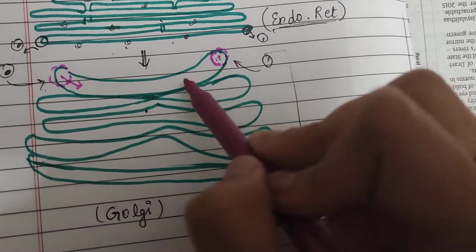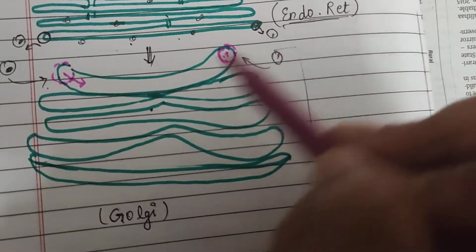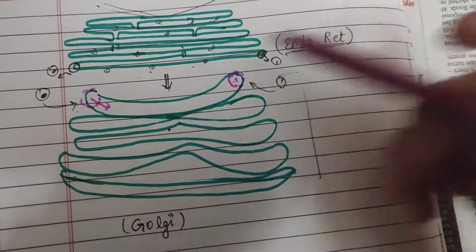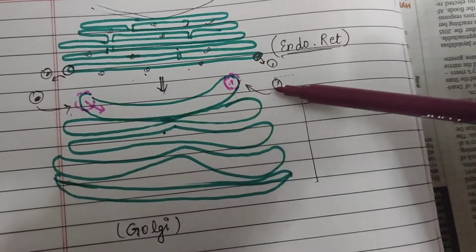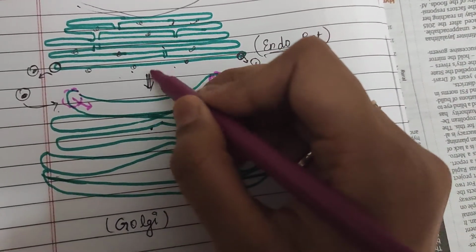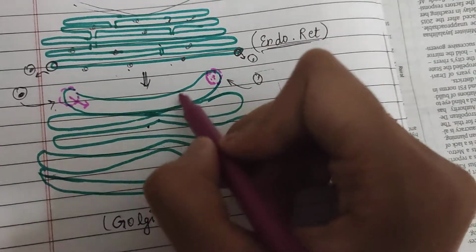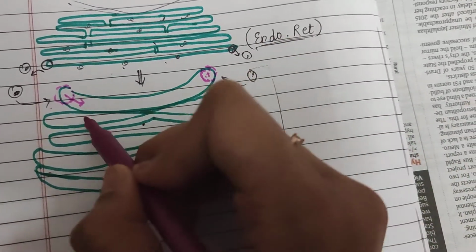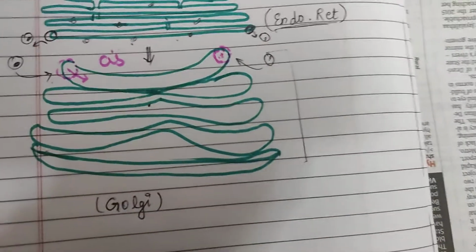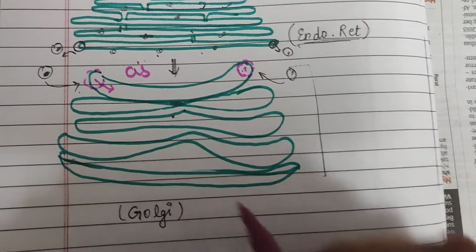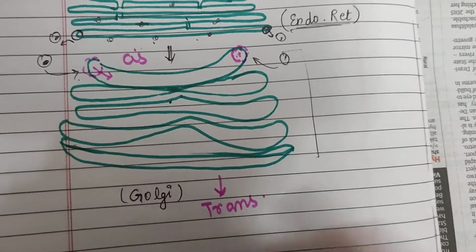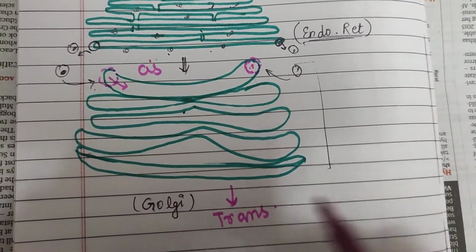Here the modification of the proteins is happening, the packaging of the proteins is happening, the sorting of proteins is happening. I'm going to talk about the functions separately. Right now I'm just going to show you the pathway, how it goes. So vesicles get attached. The face of the Golgi that is receiving the incoming proteins from the endoplasmic reticulum is called the cis face, whereas the face which is going to liberate the protein from itself is called the trans face. So you need to remember this, cis and trans.